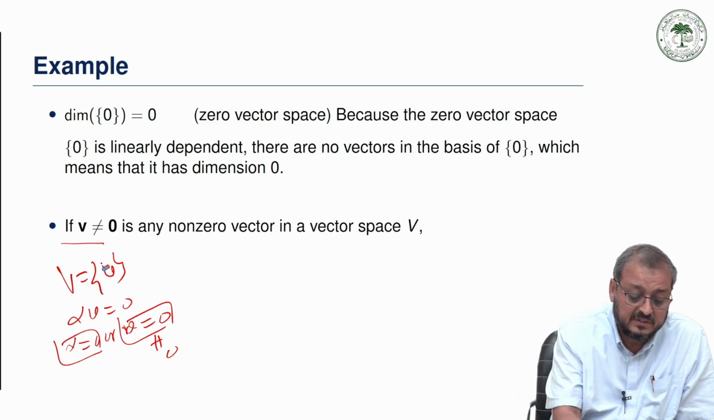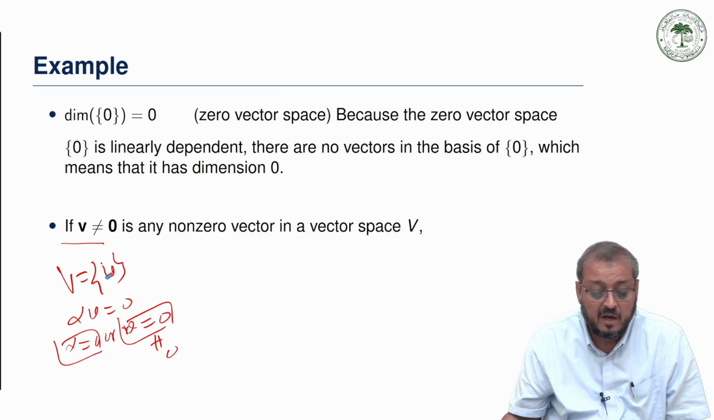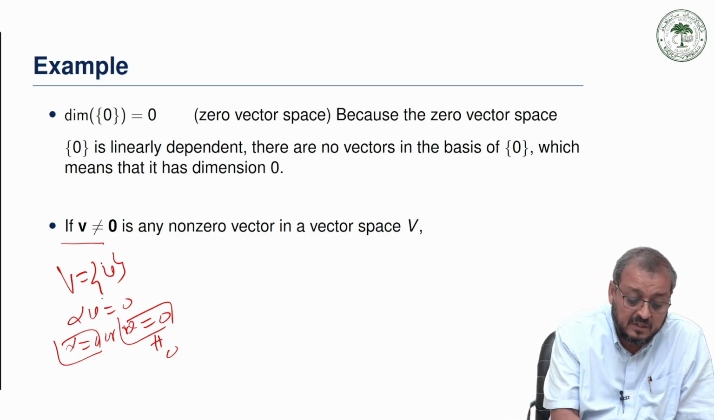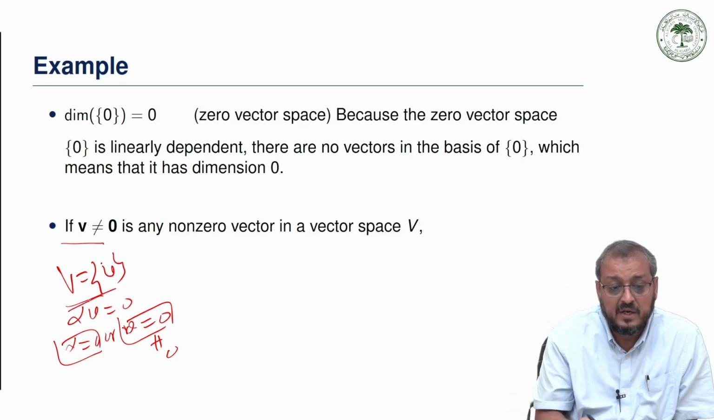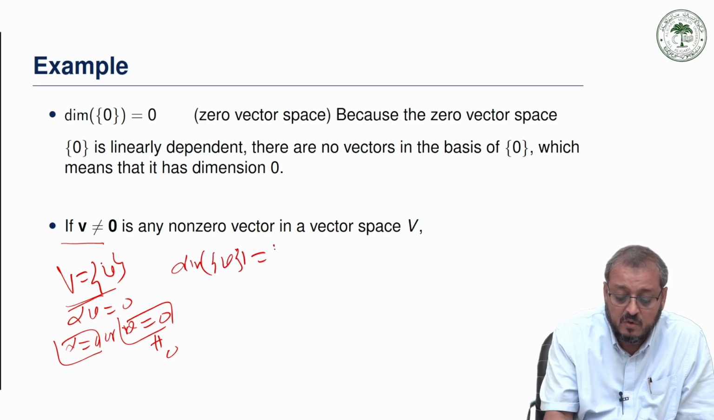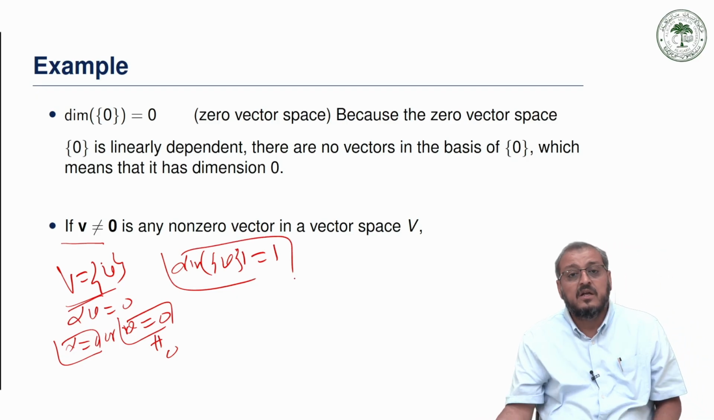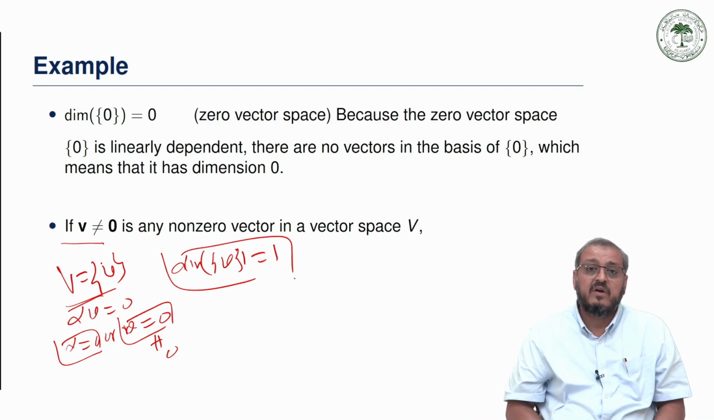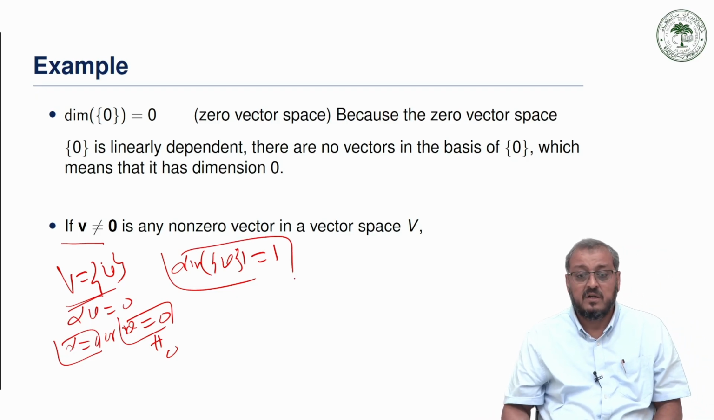So we can say that this is clearly linearly independent, and it also spans. So this is a basis, and the basis has only one element, which means one vector. So we can say that the dimension of this vector space V is equal to 1. If we have a singleton non-zero element in a vector space, then the dimension of such a vector space is equal to 1.